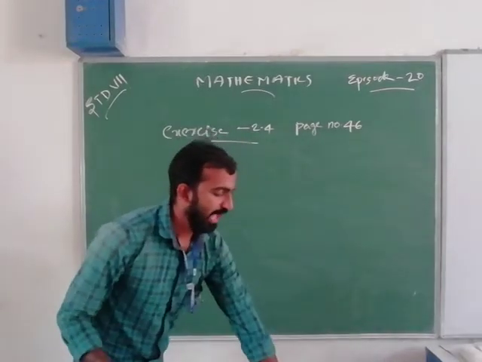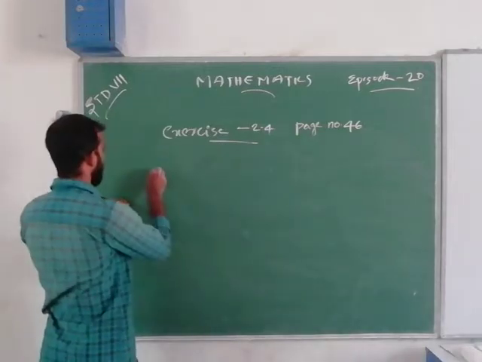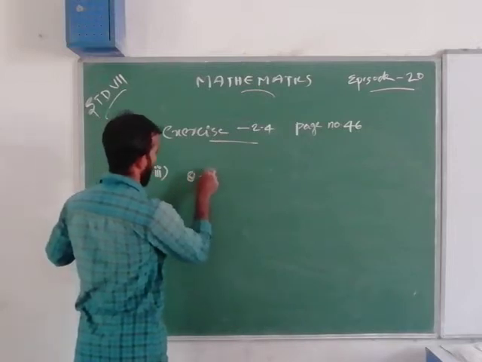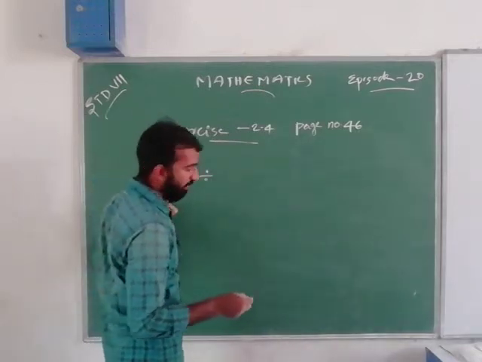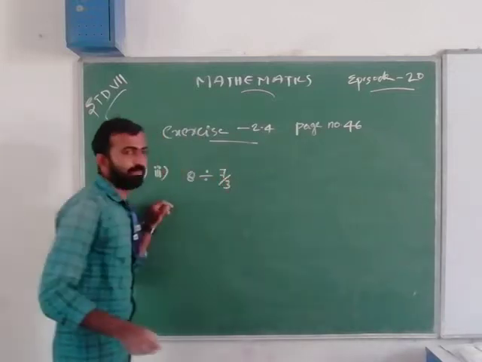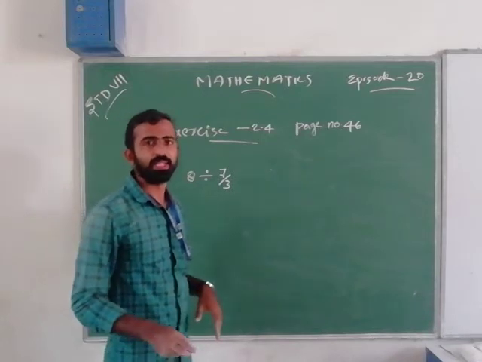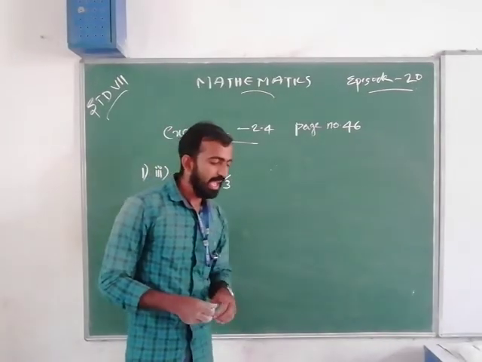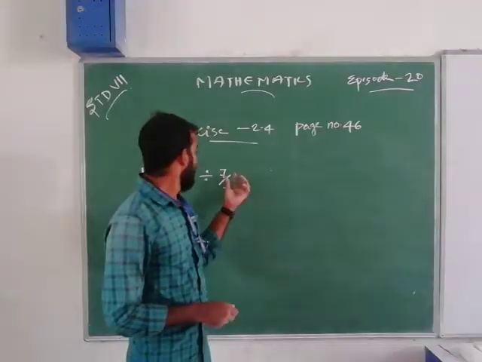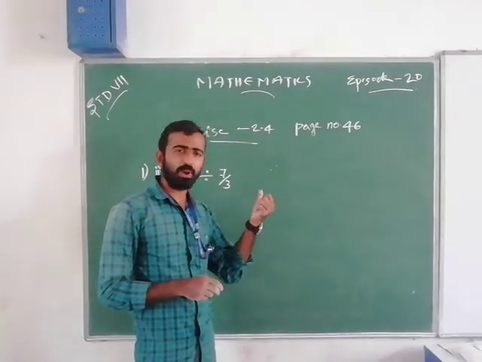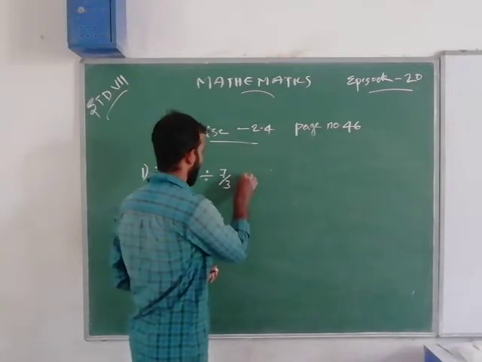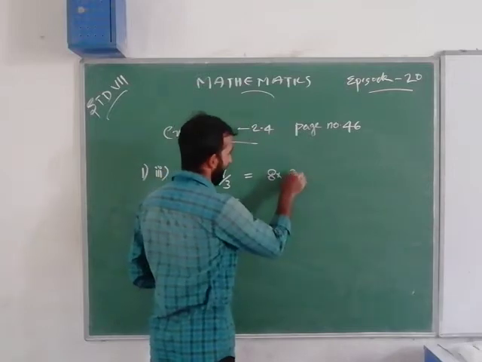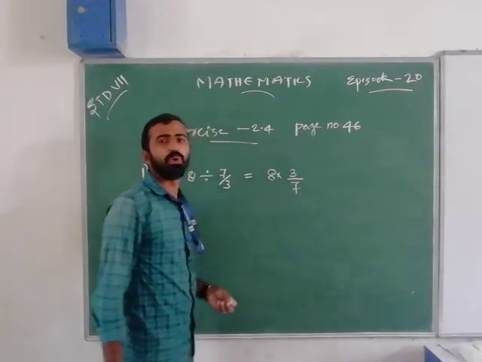What is that one? 8 divided by 7 by 3. What is the answer? What do we want to take? We want to take the reciprocal of 7 by 3, that is equal to 8 into 3 by 7.